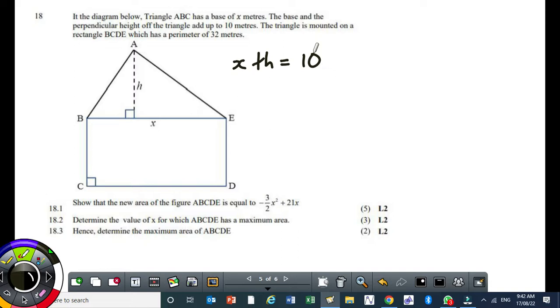Then the triangle is mounted on a rectangle BCDE which has a perimeter of 32 meters. So this triangle is put on top of a rectangle which has got a perimeter of 32 meters. Now, you need to know what perimeter is, and you were taught perimeter from primary school. So the first question says, show that the new area of the figure ABCDE is equal to that. So we want the area of the whole shape now.